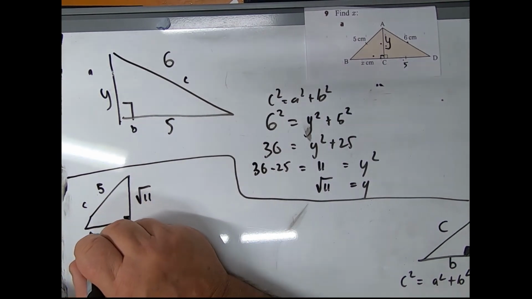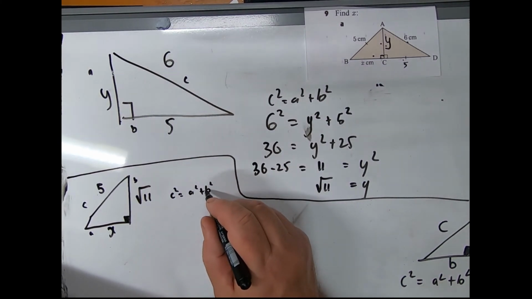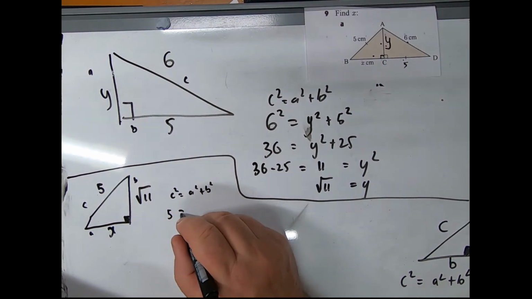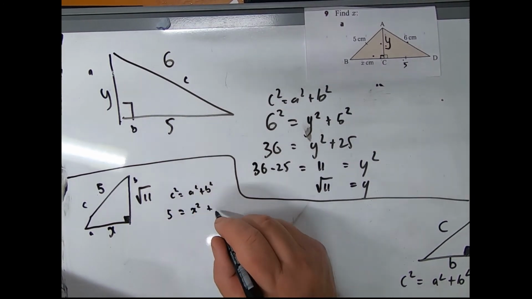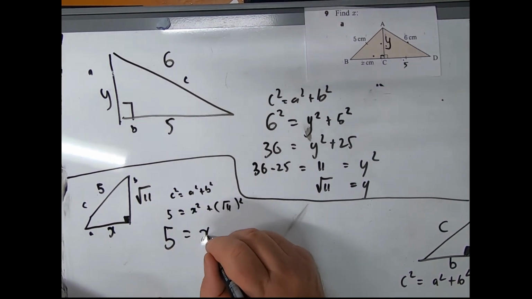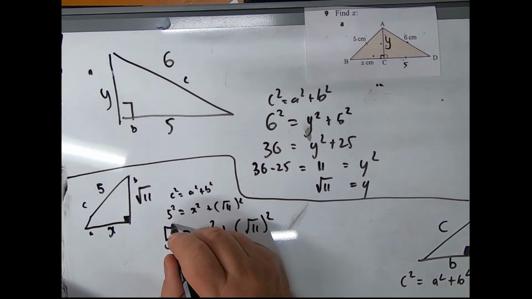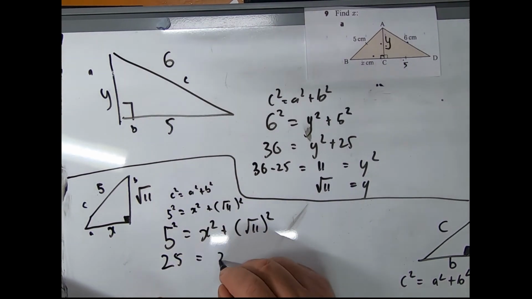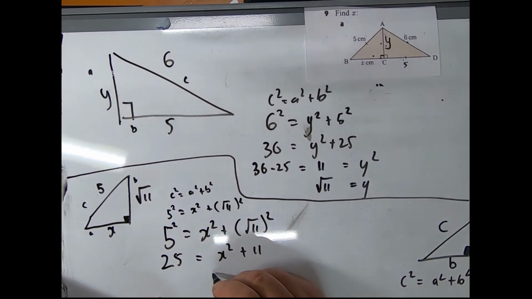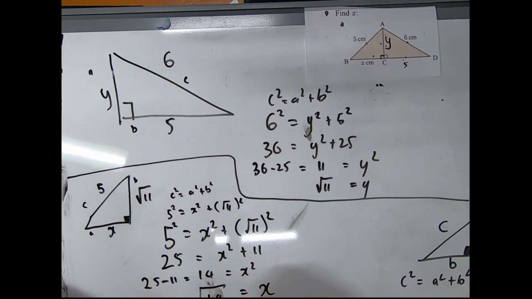So let's do this one. C, A, B. C squared equals A squared plus B squared. 5 squared equals x squared plus square root of 11 squared. Let's write that out bigger. 5 squared, please. So 25 equals x squared plus 11. Subtract that 11 across. 25 take 11 equals 14 equals x squared. So with this question, get rid of the x squared, x equals the square root of 14.